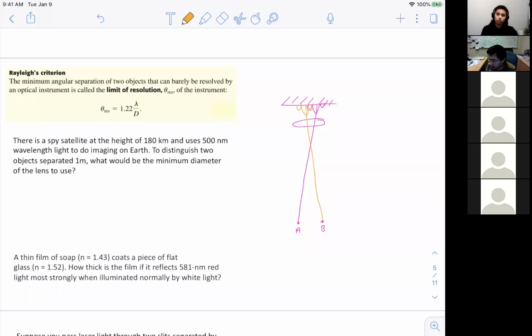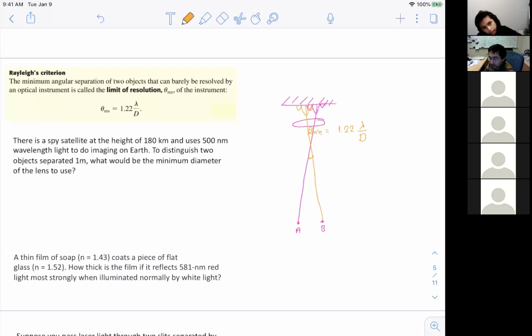So the criteria is when you see these peaks separate on your CCD camera, then you can distinguish them. If you see a combined blurb diffraction pattern, that means you cannot distinguish two points. The 1.22 comes from the circular aperture calculation. So theta minimum is given by 1.22 lambda divided by d, so it only depends on the diameter of the lens and the wavelength of the light.